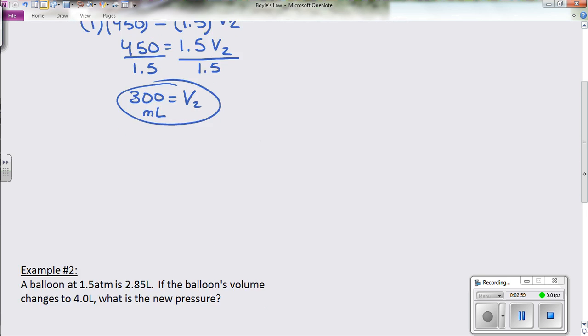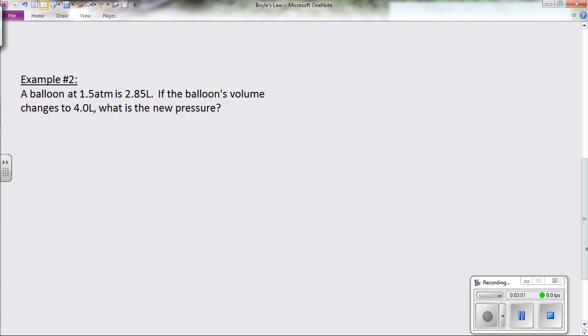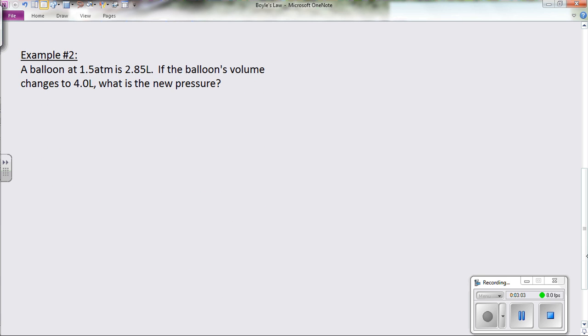Next example, I'm going to encourage you to take a pause. Go ahead and hit the pause button and see if you can solve this yourself. Then go ahead and press play and see if your answers match.